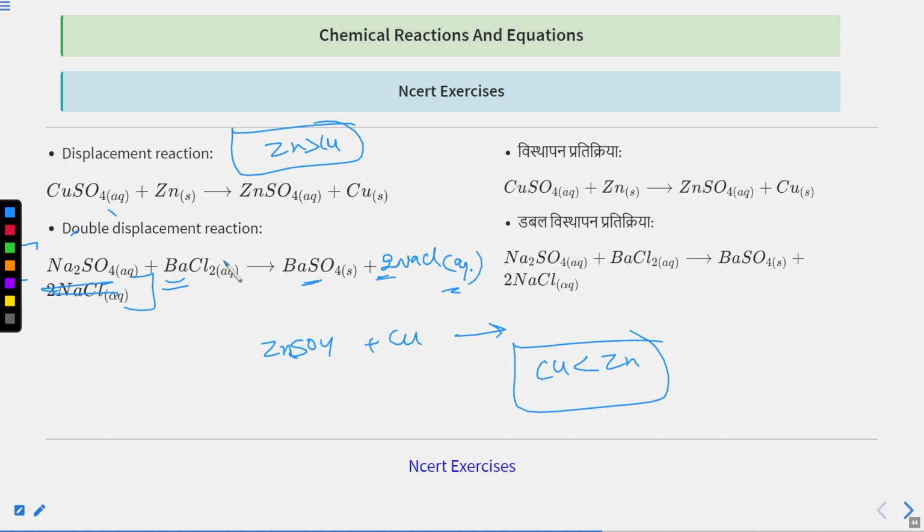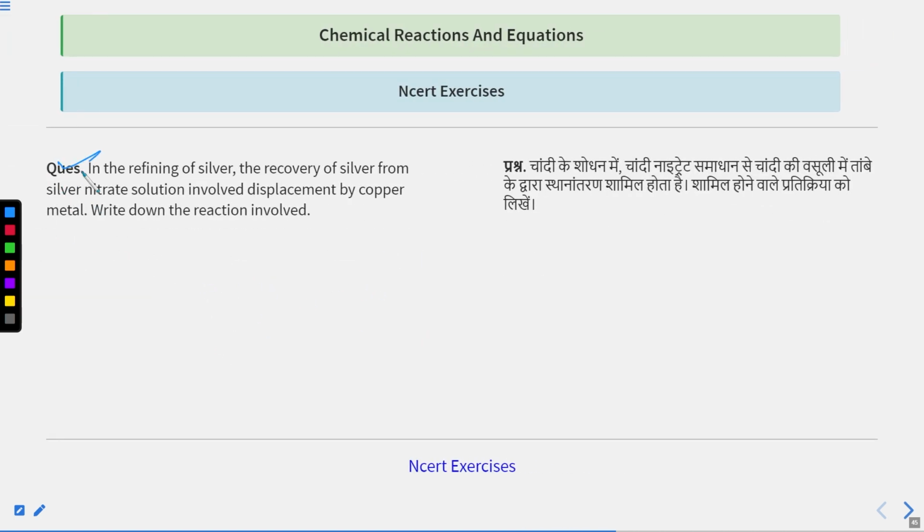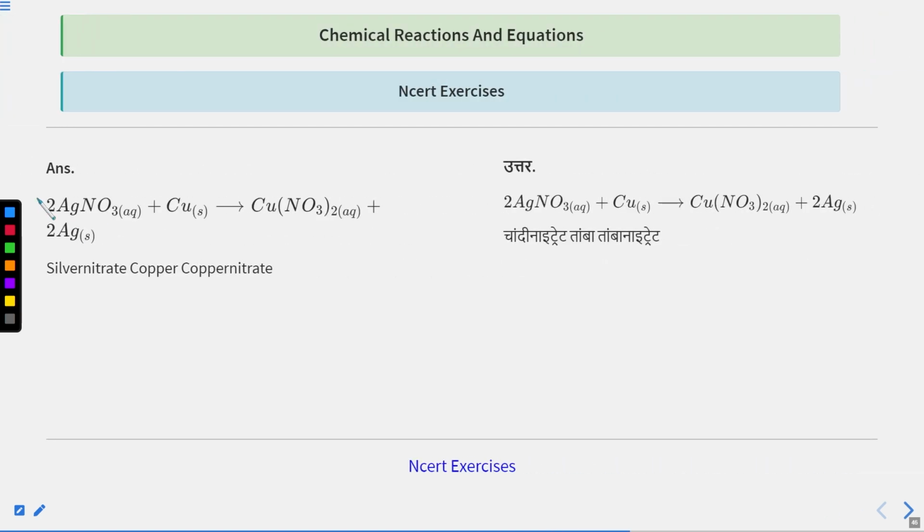In the product side. Okay, let's move to the next question, which is a simple question. In the refining of silver, the recovery of silver, which is Ag, from silver nitrate solution, AgNO3 solution, involved displacement by copper metal. Write down the reaction involved. So it is very simple. Copper we can use for the recovery of silver, so you can see the reaction 2AgNO3 reacting with copper.